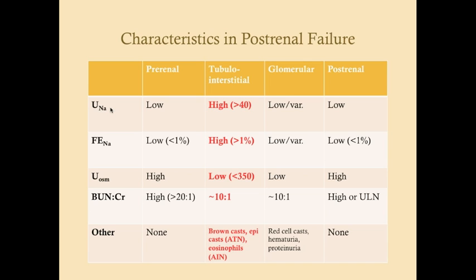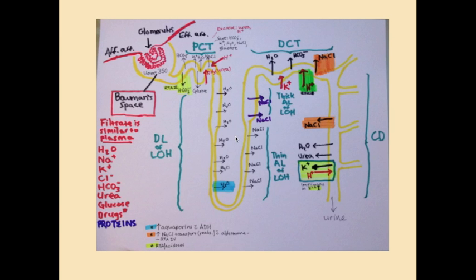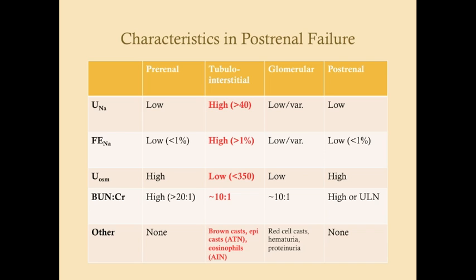The urine osmolality will be low, and that's because you are not reabsorbing water. So even though you're not reabsorbing sodium, the fact that you're not reabsorbing water is going to drive your urine osmolality down. And with the tubulointerstitial diseases, your urine osmolality should be roughly the same as your serum osmolality, isostenuria. That's what that's called. And then your BUN creatinine is going to be roughly 10 to 1. We're not reabsorbing BUN either. So your BUN creatinine ratio should be right around 10 to 1.